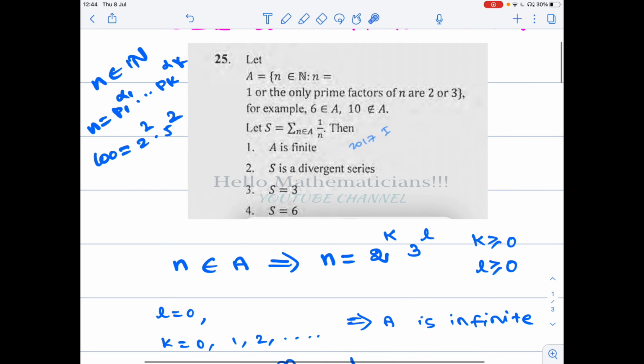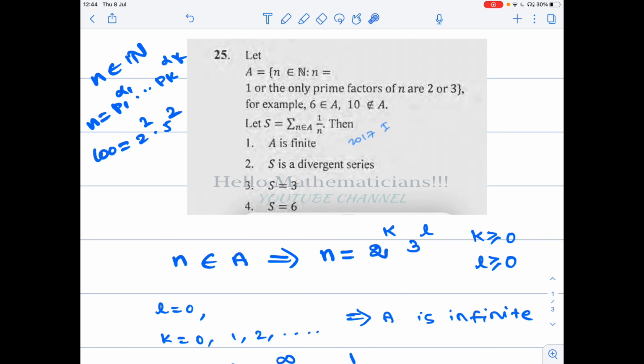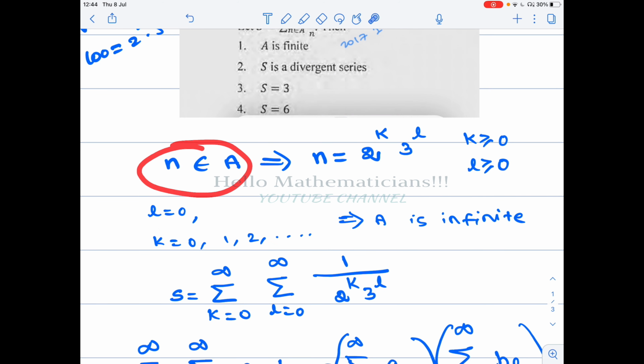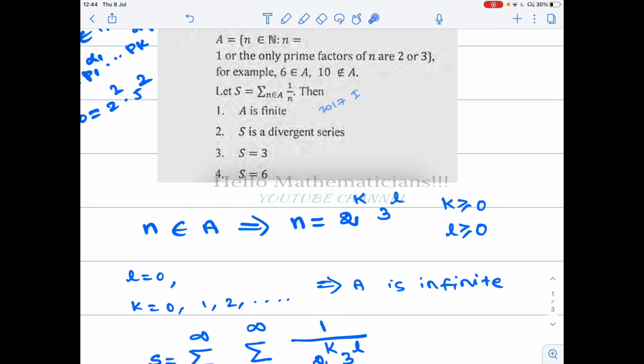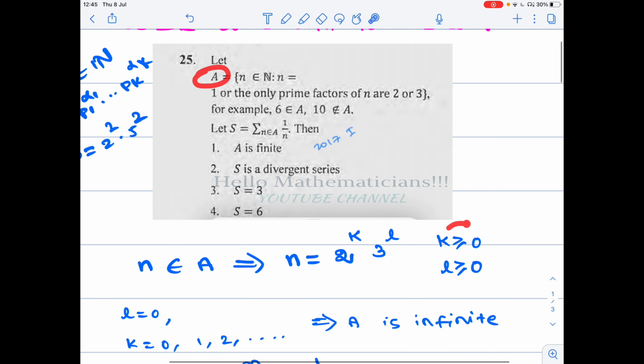Let's continue. In the set A, whichever element has only 2 and 3 as prime divisors belongs to A. So we conclude that if n belongs to A, then n is of the form 2 power k into 3 power L, where k is greater than or equal to 0 and L is also greater than or equal to 0. If both of them are 0, we get 1. Already it is given that n equal to 1 is also an element of A. Therefore, k and L both can be 0.